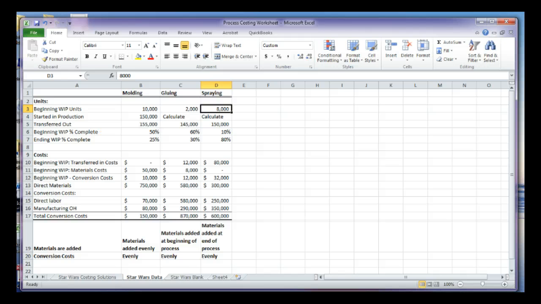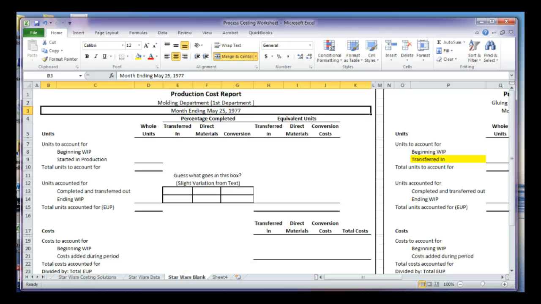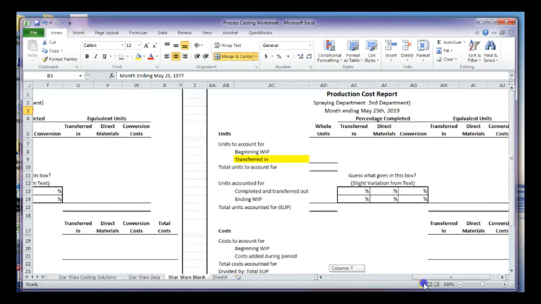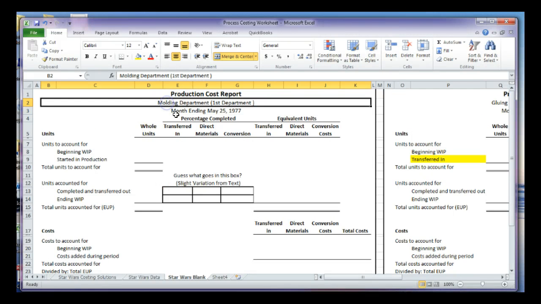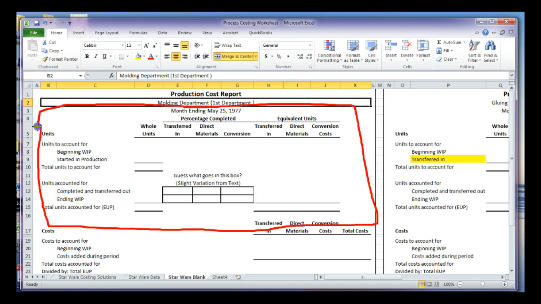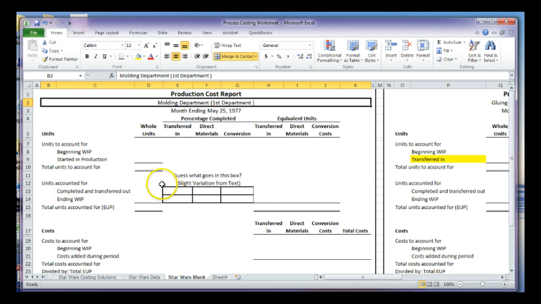All right, let's start playing with this stuff. As you see over here, this is your production cost report, and I created three of them, one for each process. So we go to the molding, which is your first department. And up here, this part only talks about units. It does not talk about dollars. Other thing to note is this is an Andrew Holt column here. It's not in the textbook. And it's called percentage complete. And really, all you're doing is putting percentages of completion in here. If you ignored this and just did everything like it was in the book, you'd be absolutely fine. Some textbooks use it, some textbooks don't.